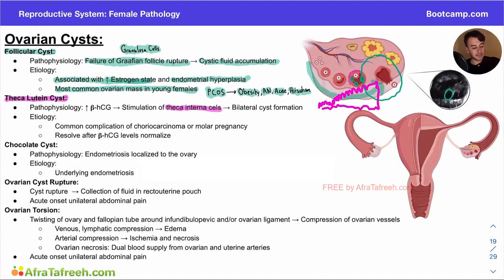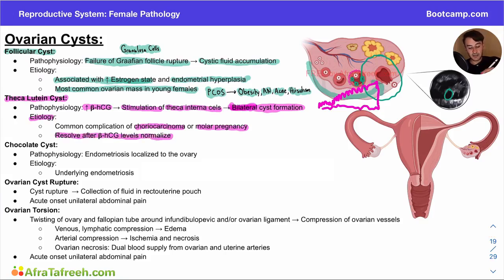So in our theca lutein cysts, it's going to be increased beta HCG, which we know is a hormone of pregnancy. It's going to lead to stimulation of these theca interna cells, and they're going to lead to bilateral cyst formation. It's important here, theca lutein cysts tend to have a predisposition to becoming bilateral. They tend to present that way more than a simple follicular cyst would. And if we look at the etiology here, it's going to be things where we have increased levels of beta HCG. So choriocarcinoma or molar pregnancy are both two pathologies where we have huge increases in beta HCG, and this is going to lead to our theca lutein cysts, and these should resolve after our beta HCG levels normalize.